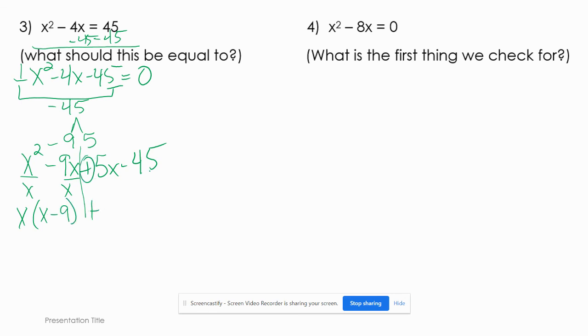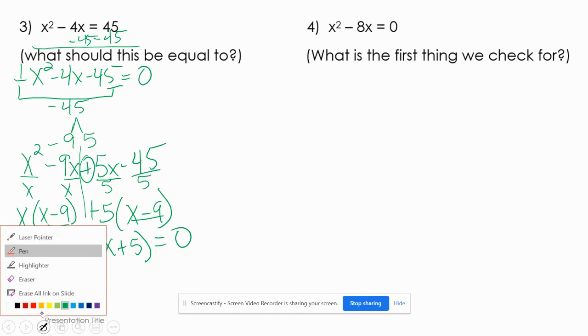Bring down that plus sign. Your common factor on the right is 5. It's a positive 5. Leaves us with x minus 9. My factors now match, so one of our factors is x minus 9, and the other one is x plus 5. Bring back that equals 0.